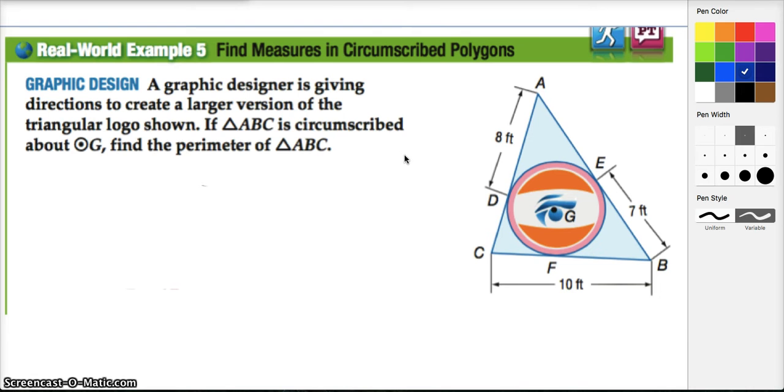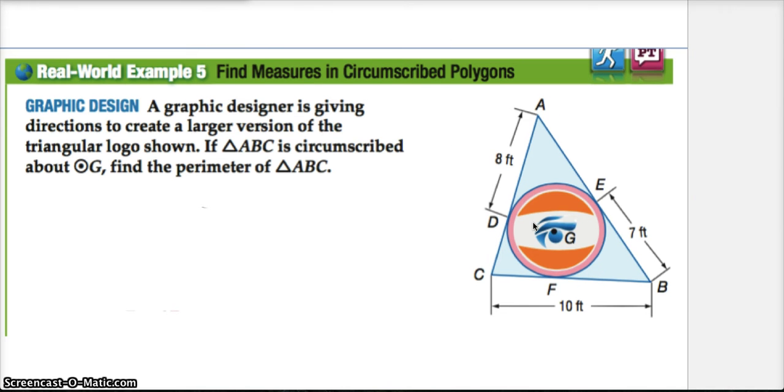Here's a real world example where we have a graphic designer who is giving directions to create a larger version of his triangular logo shown. If triangle ABC is circumscribed about, meaning around, that circle G, find the perimeter of triangle ABC. All right, so we got a little fun to do. Let's see how we can do it. We were given some parts. We're given this side. We know the perimeter is the sum of all sides. So what we're going to need is to find these sides, this side here, and this side here, and then we can find the perimeter of the triangle.